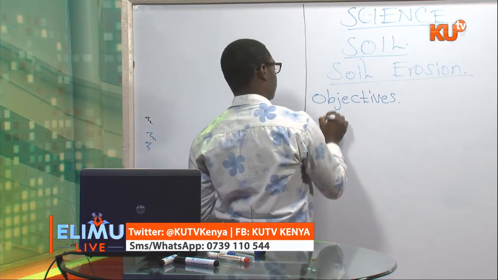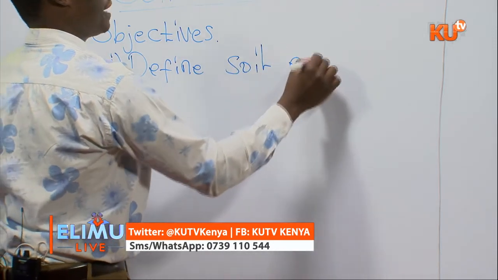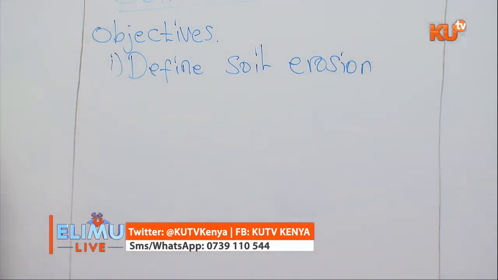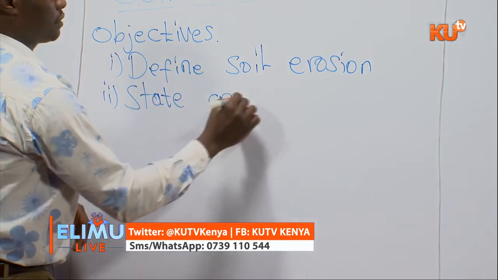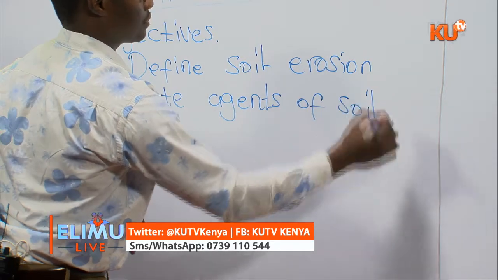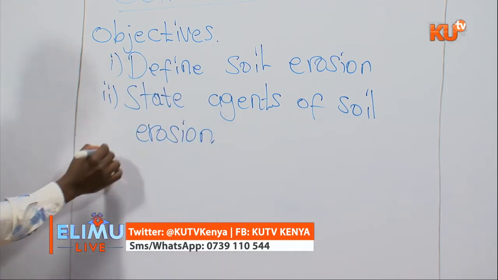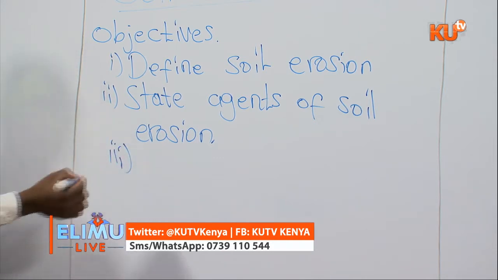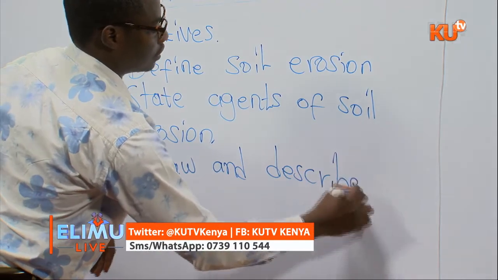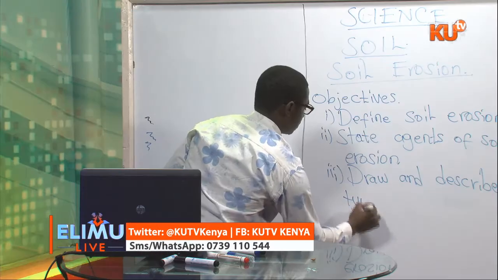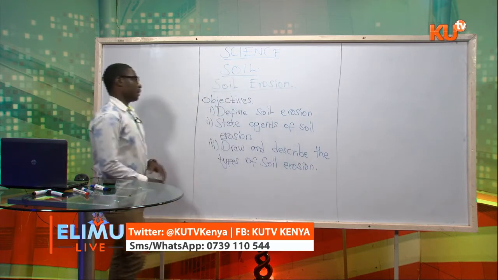So the first one is, you need to define what soil erosion is. So you need to define soil erosion as our first objective. Objective number 2, you need to state agents of soil erosion. And objective number 3, you need to draw and describe the types of soil erosion. So these are our 3 objectives for the lesson.